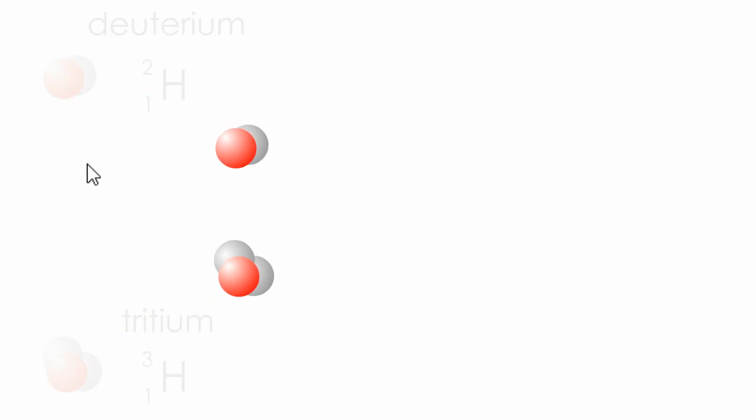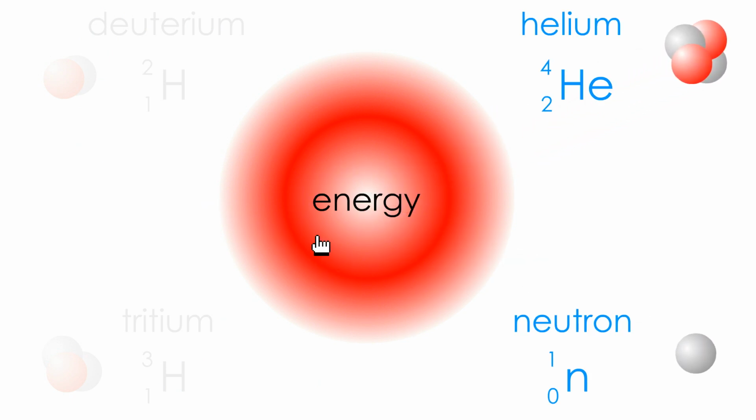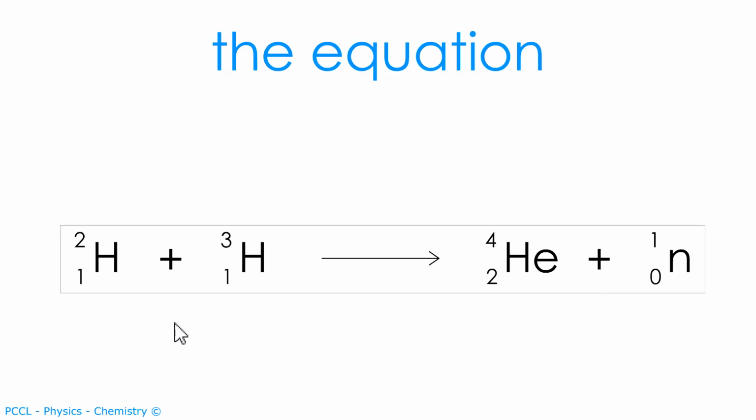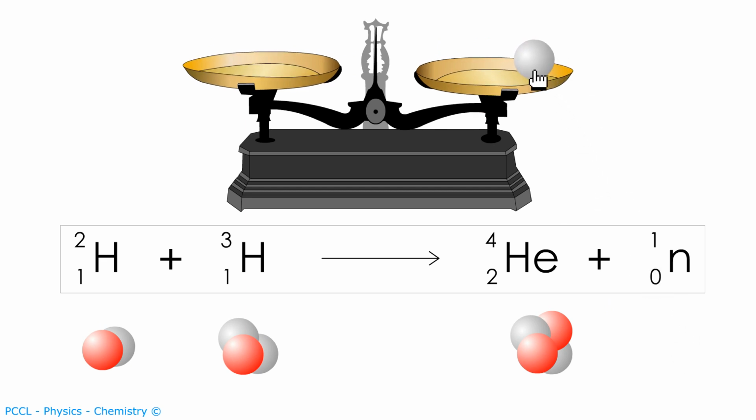When they merge, they give a lot of energy. A helium nucleus, or alpha particle, it's the same, and a neutron. Here is the equation here. With deuterium, tritium, helium, neutron. Why is there so much energy when this nuclear reaction occurs?